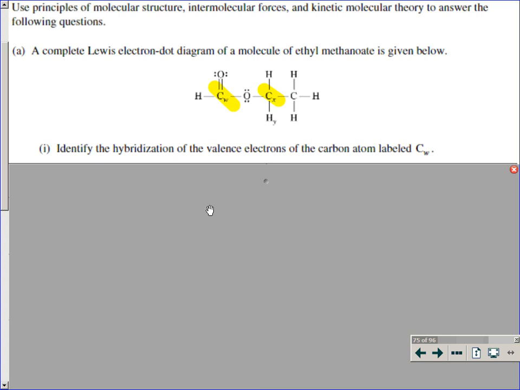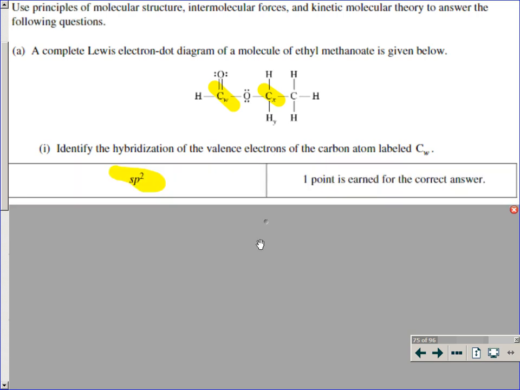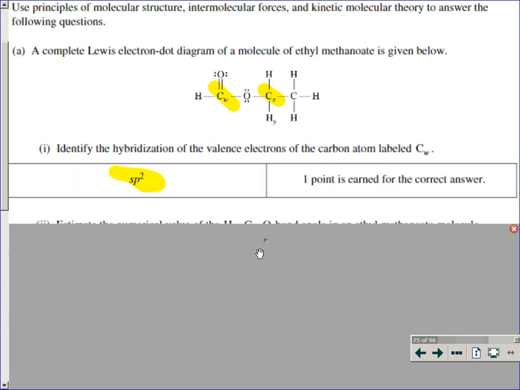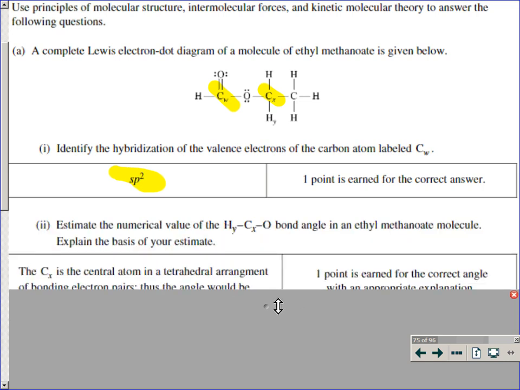What's the first thing you start counting here? Electron domains. How many electron domains are there? 3. If you have 3 electron domains, you have what hybridization? S and then 2 P's, sp2. So the electron domains add up to the exponents of the hybridization label. 1 plus 2 is 3. That should be a 5-second question.